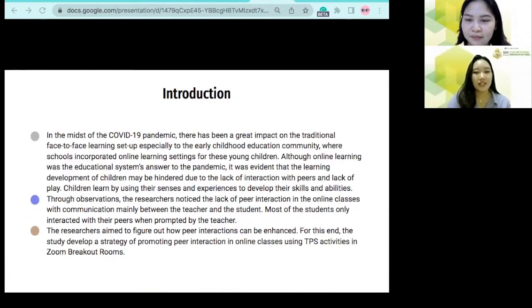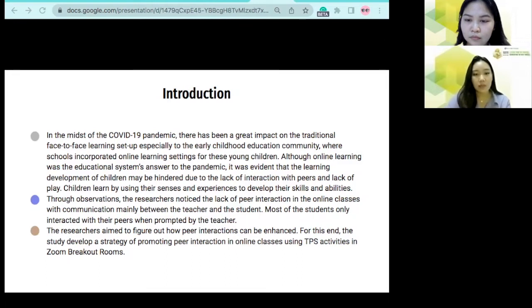In the midst of the COVID-19 pandemic, there has been great impact on the traditional face-to-face learning setup, especially to the early childhood education community, where schools incorporated online learning settings for these young children. Children learn by using their senses and experiences to develop their skills and abilities. According to Sir Jamaki, peer interaction and play build a foundation of full participation in the learning process.